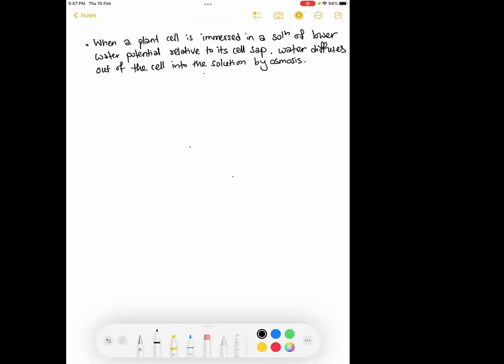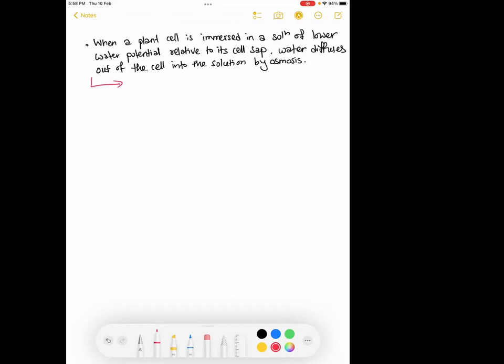So yeah, I was explaining this. Okay, so when a plant cell is immersed in a solution of lower water potential, that is a very concentrated solution relative to its cell sap, water will diffuse out of the cell into the solution by osmosis, right? So I was talking about the consequences of this situation. So what will happen? Obviously, the vacuole will shrink, right?